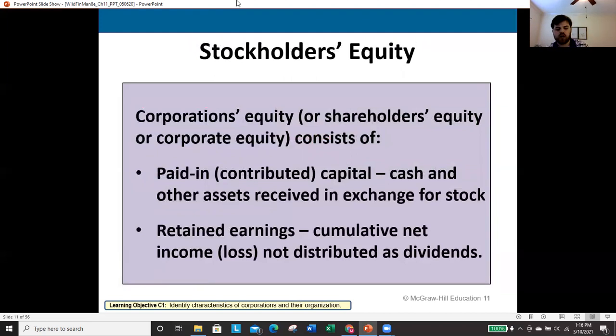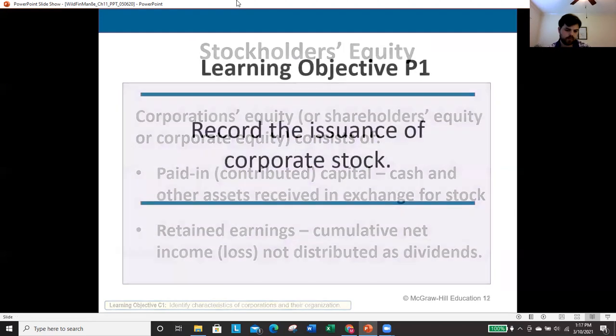The other is retained earnings, which is cumulative income or loss that has not been distributed as dividends, which of course we've seen on and off throughout the entire semester as we've been talking about retained earnings. I believe that we started this discussion all the way back in Chapter 3 when we first looked at closing those temporary accounts, and we saw how they all ran into retained earnings.